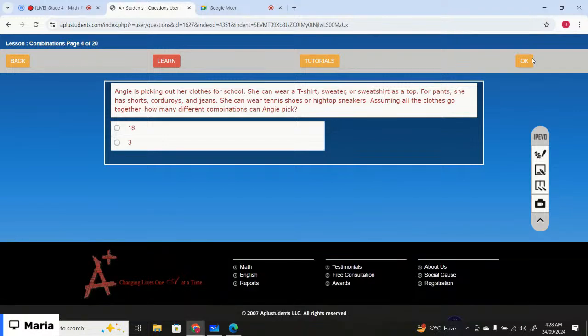Angie is picking out her clothes for school. She can wear a t-shirt, sweater, or sweatshirt as a top. For pants, she has shorts, corduroys, and jeans. She can wear tennis shoes or high top sneakers. Assuming all the clothes go together, how many different combinations can Angie pick? Which is the correct option? Option number 1 is the correct option. 18 it is.